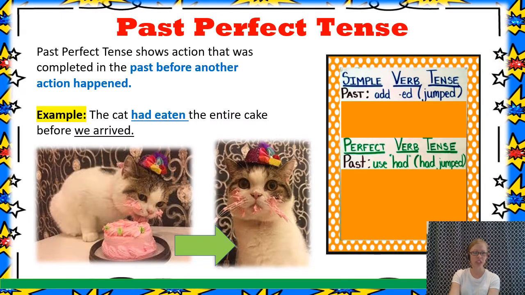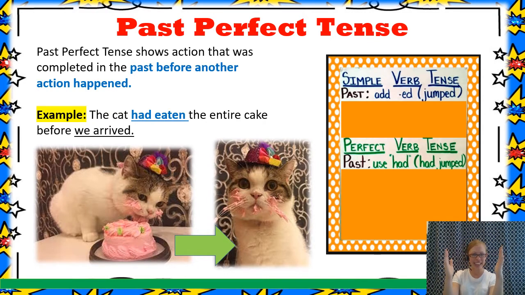Past perfect tense shows an action that completed in the past before something else happened. So we have this example here of our cat. The cat had eaten the entire cake before we arrived.